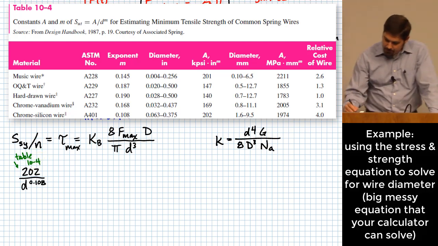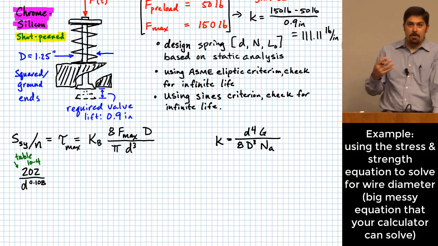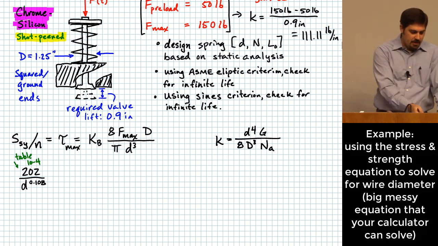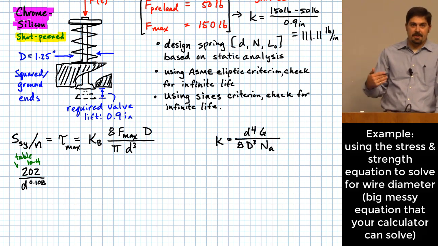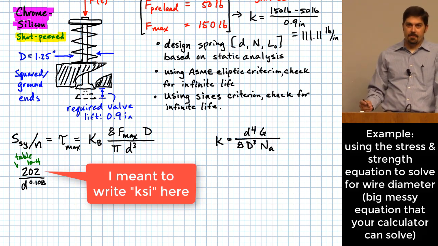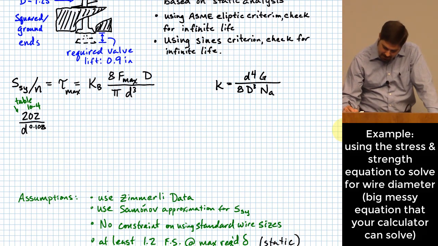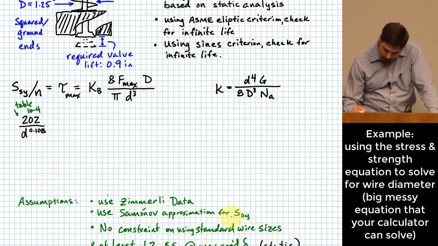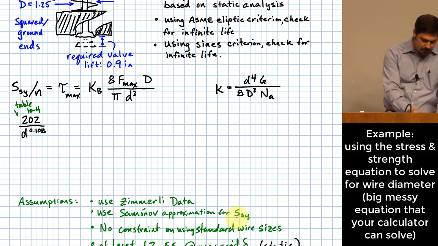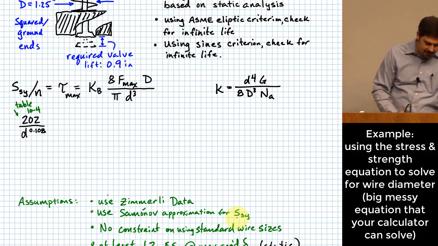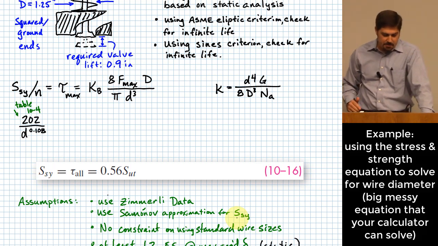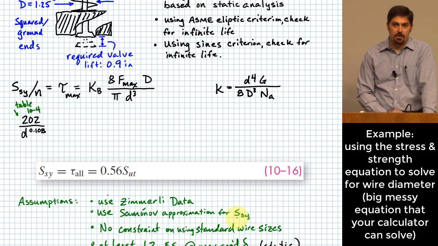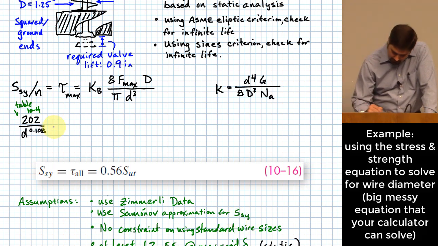Okay, but as a few of you mentioned, we need to multiply this by some percentage, because now that we have ultimate strength in a normal orientation, you multiply it by some percentage in order to figure out the yielding strength in a shearing orientation, all right? And that's where this little assumption comes in. The Zimmerli approximation for S sub sy is on the bottom of page 517. It's equation 10-16, all right? And the percentage is basically 56% if you're using that approximation, okay?